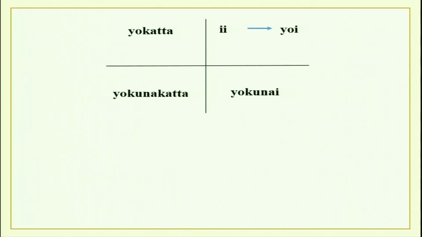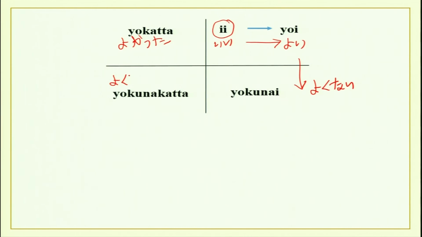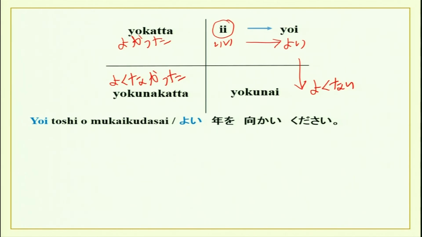Okay, there was yoroshii desu ka over there. So, ii you already know. Ii is good. Polite is yoi. Yokunai you have done, which is not good. Yokatta, which is very good, and yoku nakatta, which is not good at all. So, see the sentences over here. You have used it a number of times in your sentences in conversation.